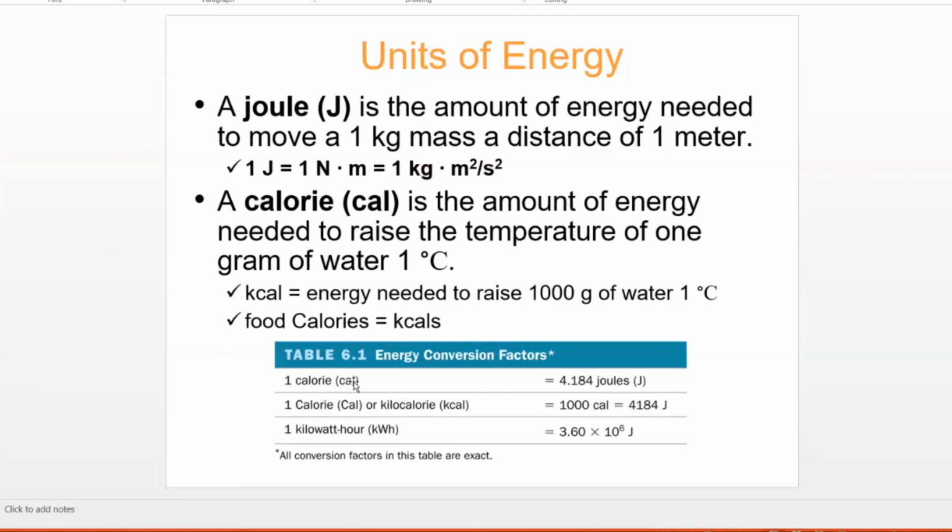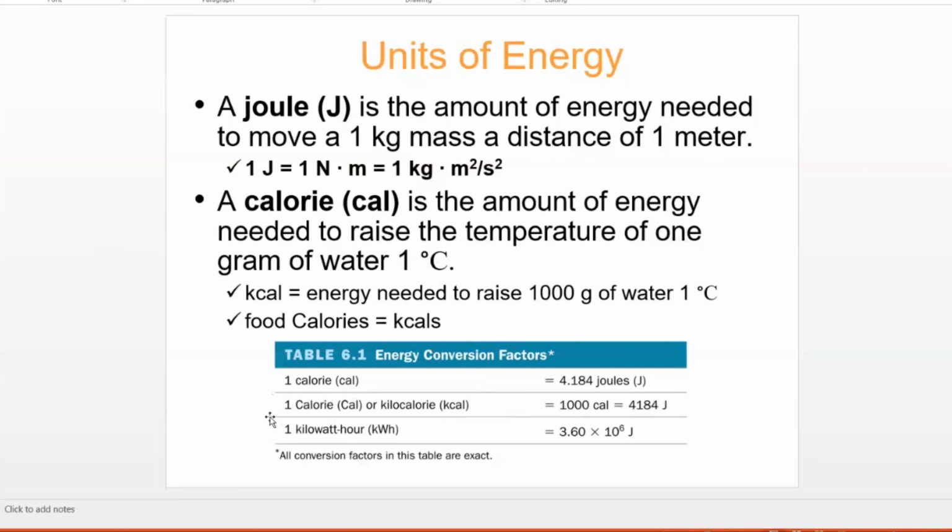The capital C calorie is otherwise known as a kilocalorie. This represents 1,000 of the little calories. So what we could say is that 1 kilocalorie, which is the calorie that you eat in your food, is the amount of energy needed to raise 1 gram of water by 1,000 degrees, or raise 1,000 grams of water by 1 degree.